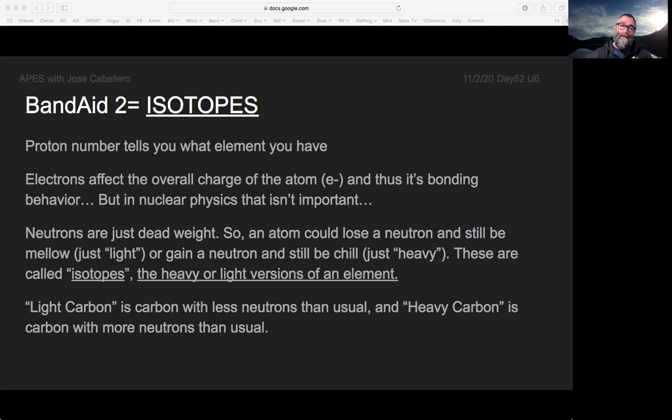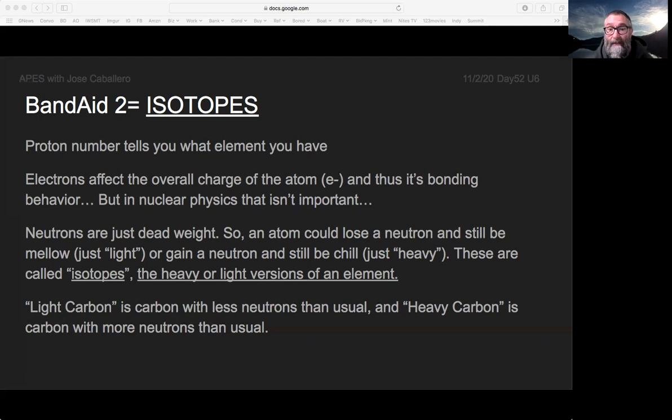And we say that they could be light if they've lost or heavy if they've gained neutrons. And those different versions are called isotopes. A heavy or a light version of an element. So you can have a light carbon. That's just a carbon that's lost a neutron. It has one less than usual. That'd be light carbon. And you can have heavy carbon. That would just have more neutrons than usual.